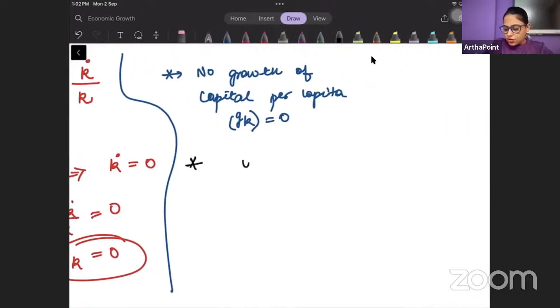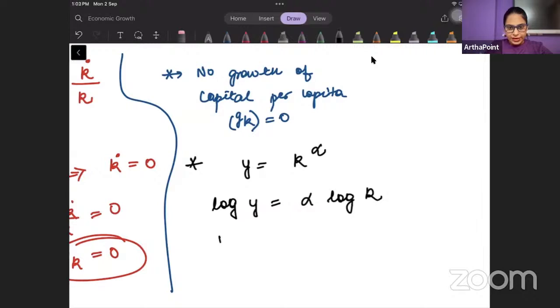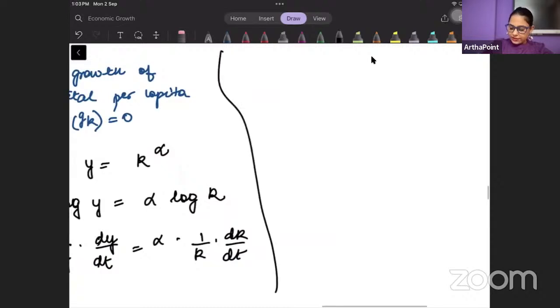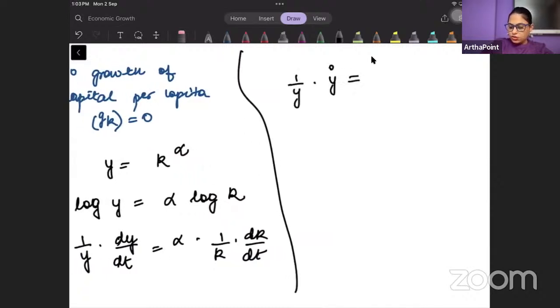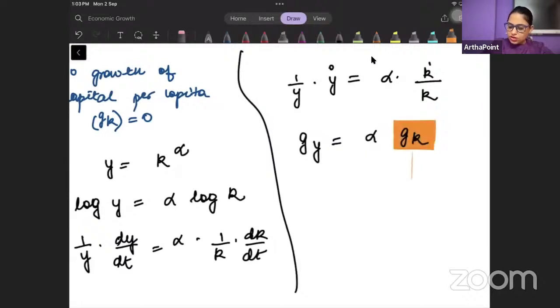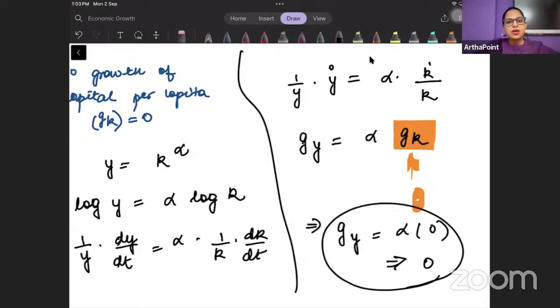Then understand that we know small y was k to the power alpha. So can I take log on both sides? Log y will be alpha log k. If I differentiate with respect to time, I will get 1 by y times y dot equal to alpha times k dot by k. That means the growth rate of y will be alpha times the growth rate of small k. But in this small k there is no growth rate. This growth rate is 0. So if this growth rate is 0, the growth rate of y will be alpha into 0. That means 0.